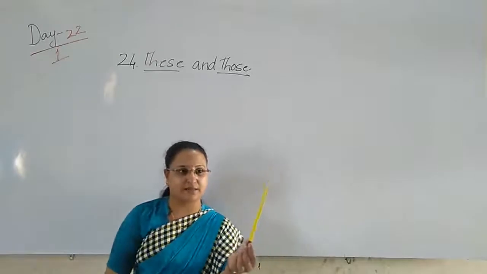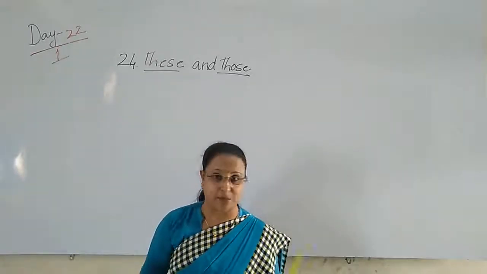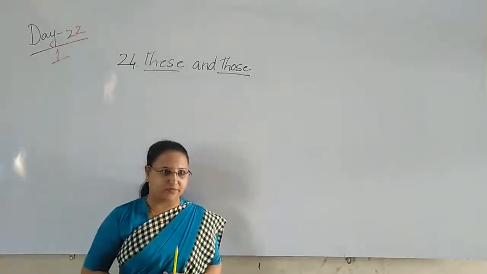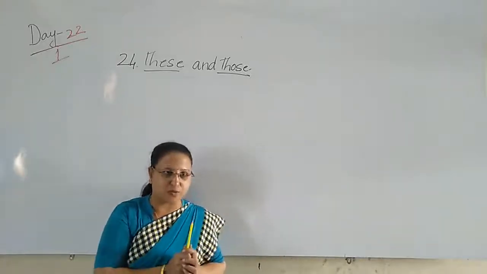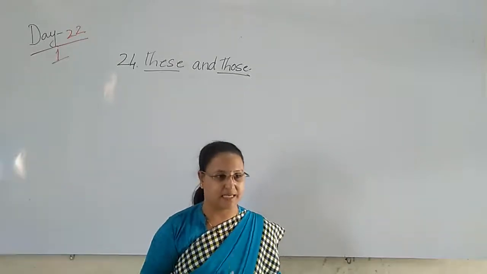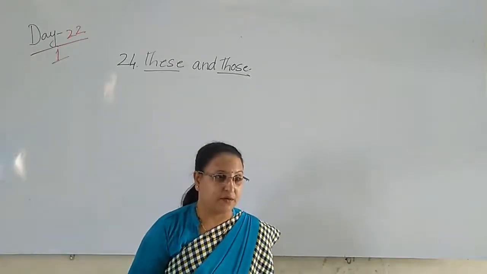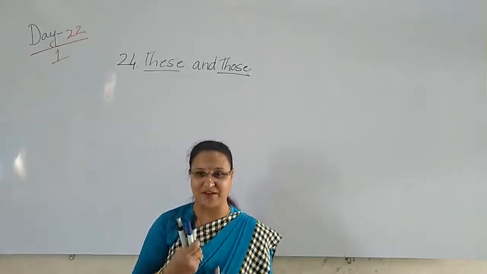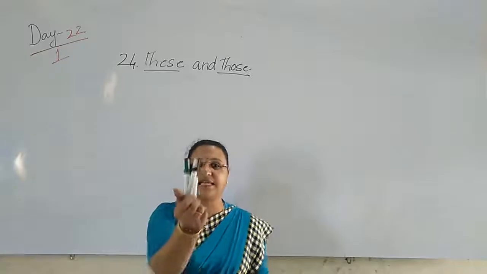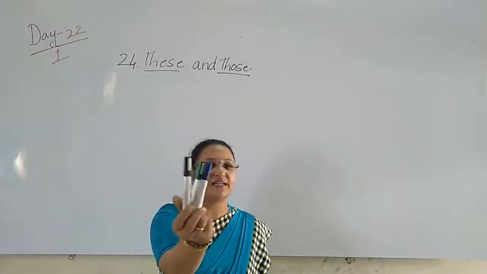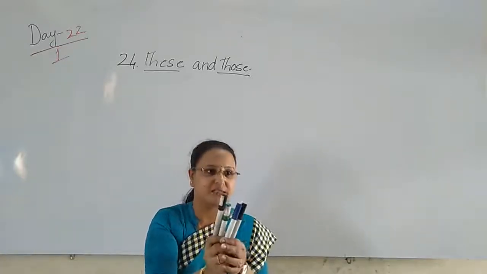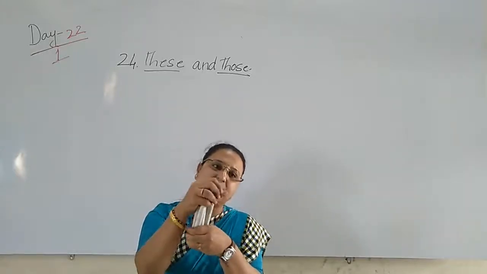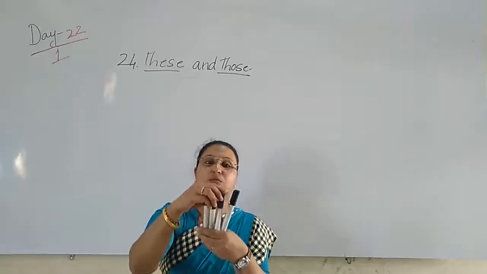So I say this is a pencil. Why? Because this is only one, and this pencil is very close to me. But here the markers are also close to me, but they are more than one. Then what should I use here? These. These are markers. Why am I using these, children? Because they are more than one.